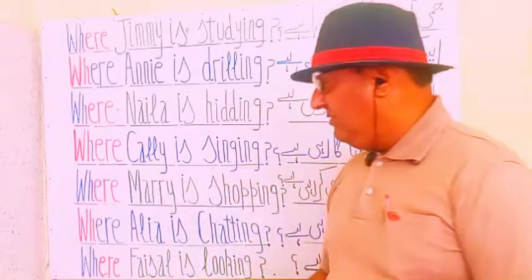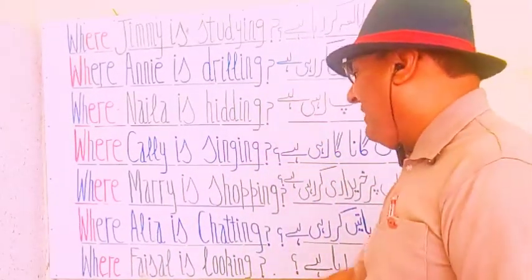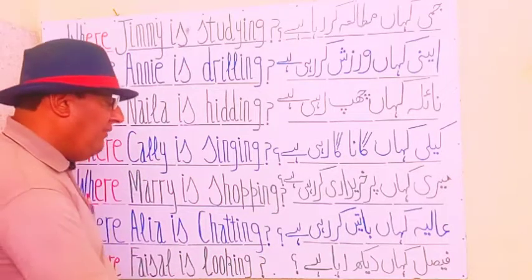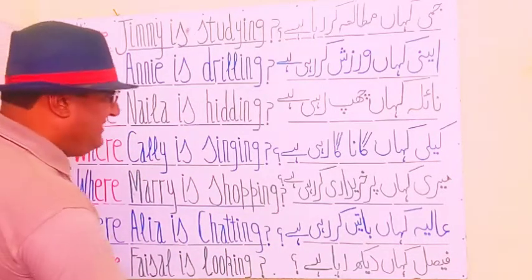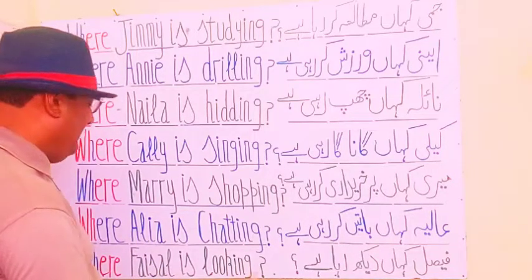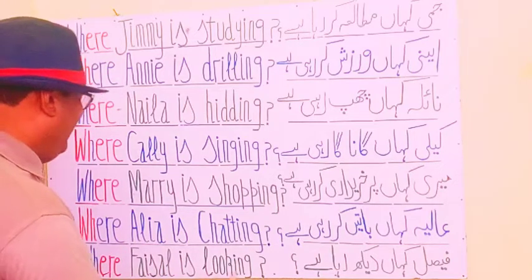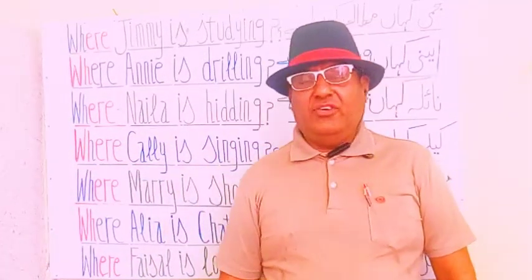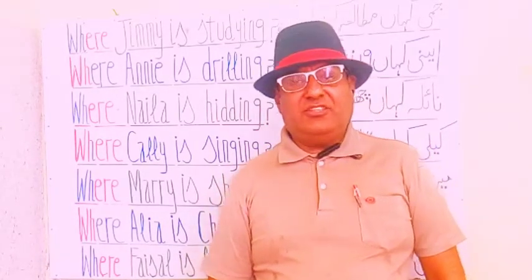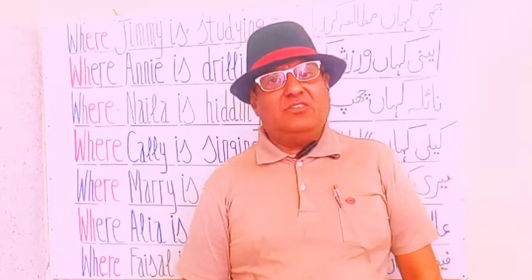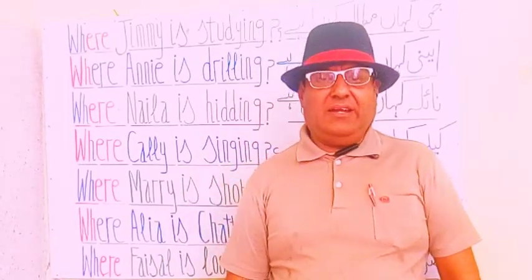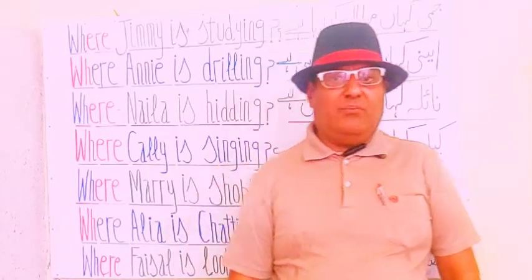आइए अगला फ्रेज देखते हैं. Next one is where Faisal is looking. Where Faisal is looking. फैसल कहाँ देख रहा है. Faisal is looking at stars. फैसल सितारों पर देख रहा है.